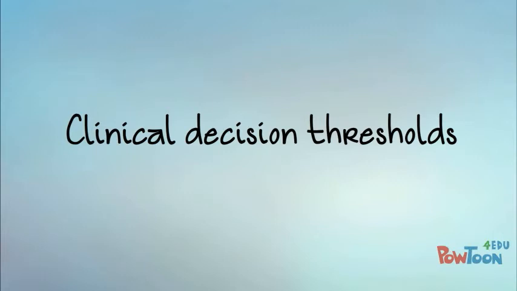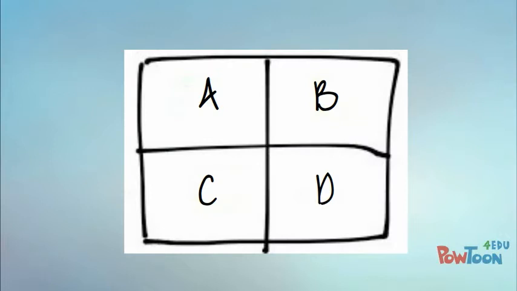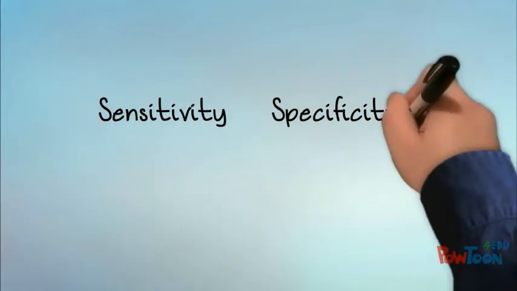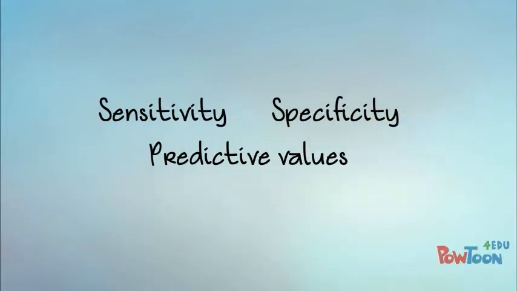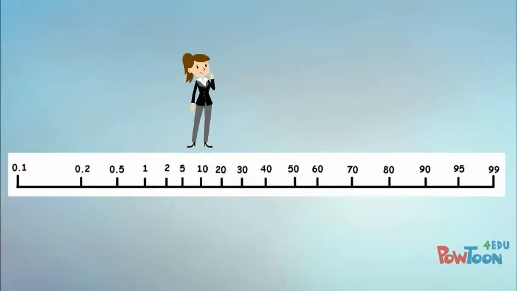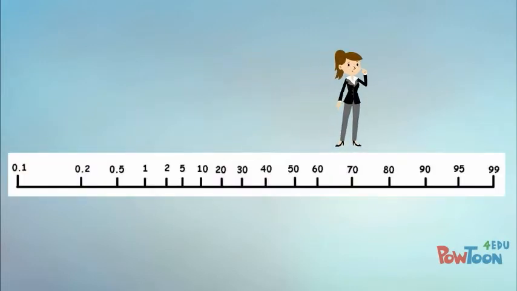This lecture is about clinical decision thresholds. Up to now, we have learnt how to evaluate a test using a diagnostic accuracy study, the meaning and limitations of terms such as sensitivity, specificity, and predictive values, and how Bayes' theorem can help us overcome some of the limitations.